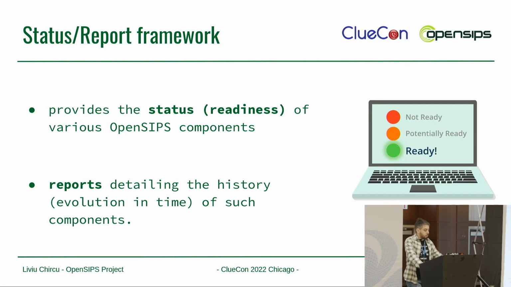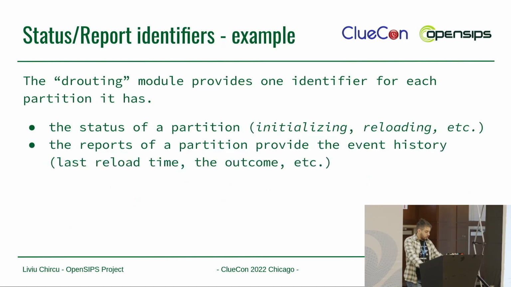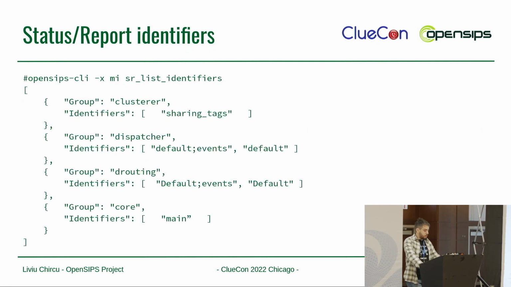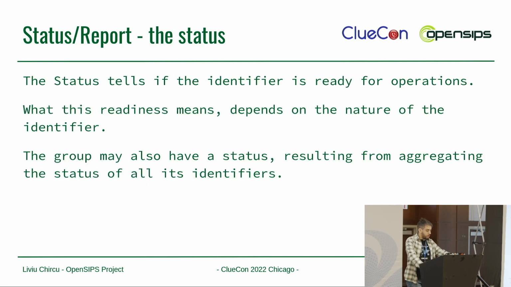So the status report will solve this problem. I mean, not fully now. We just started adding some events into it and reporting, but as we go, we will keep on building upon it. It uses these identifiers. For example, let's take an example like drouting. You get an identifier for each partition, which you can then query for status.